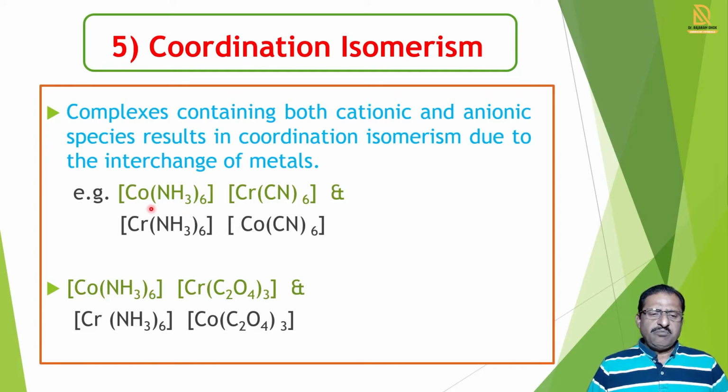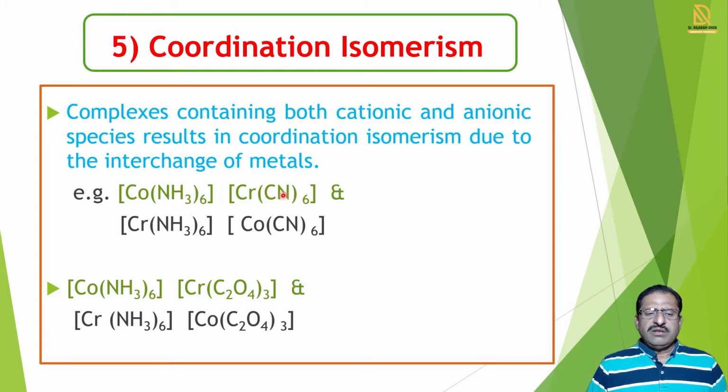So we take an example, from which you will get an idea: [Co(NH3)6][Cr(CN)6]. You see, [Co(NH3)6] is the cationic complex ion and [Cr(CN)6] is the anionic complex ion. The charge on both is the same, +3 and -3, and in total it becomes neutral.